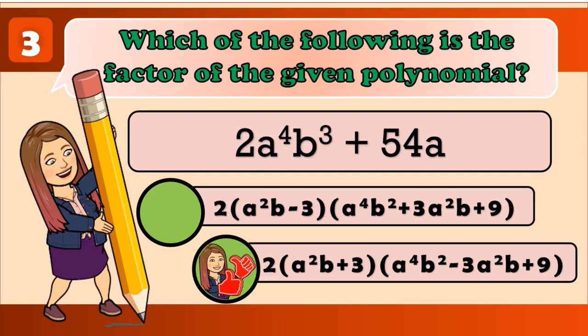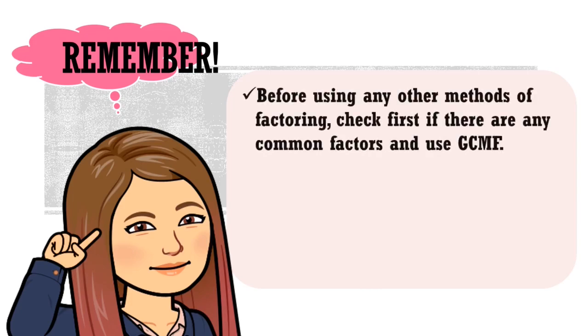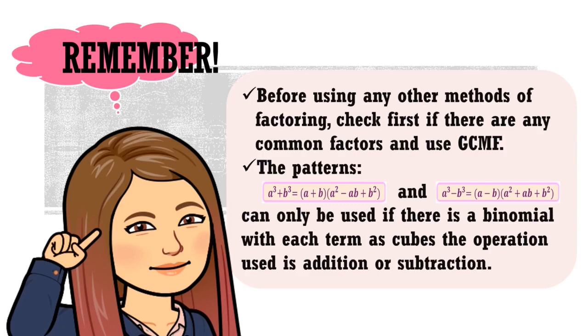Now, there are three factors. Why do you think so? How did you answer it? Very good. Remember, before using any other methods, check first if there are any common factors, just like what we did on the third question. Then the patterns given can only be used if the binomial is composed of two cubes, and it could be addition or subtraction.